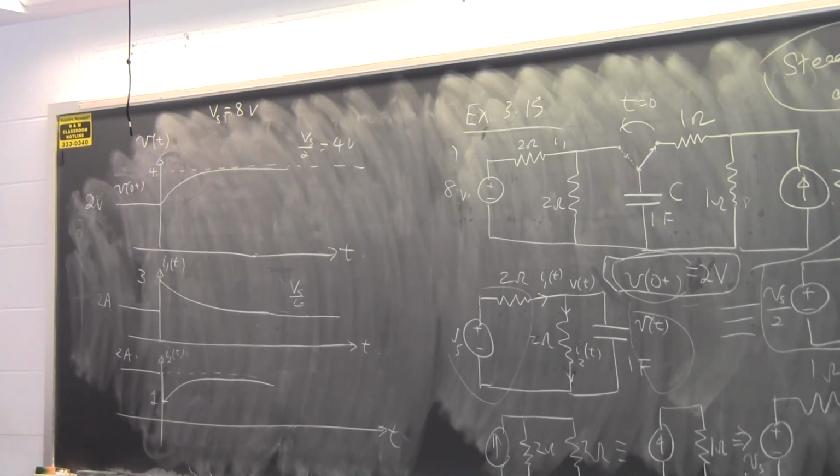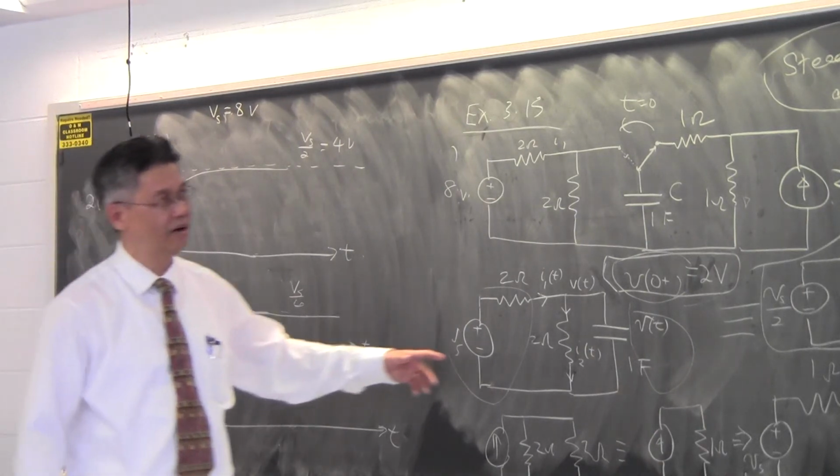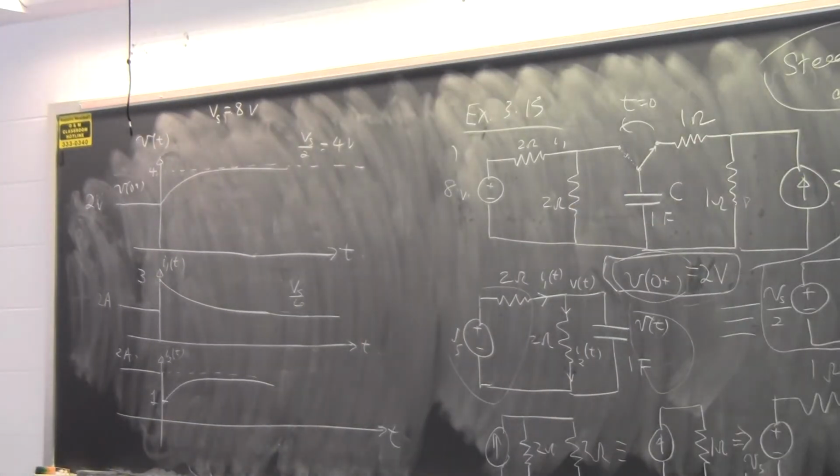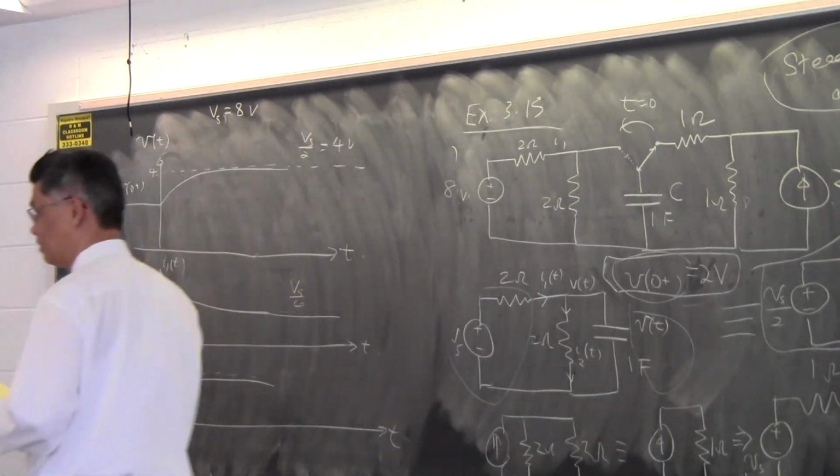So these are the 3 plots: V of t, I1 of t, and I2 of t. It takes a bit of figuring out, but the solutions are all buried in here, if you can figure them out. If you figure them out, we can do the plot. Okay, I'll let you go now.